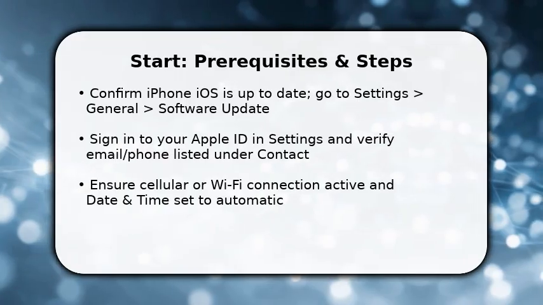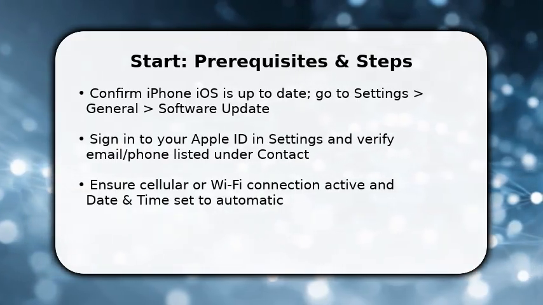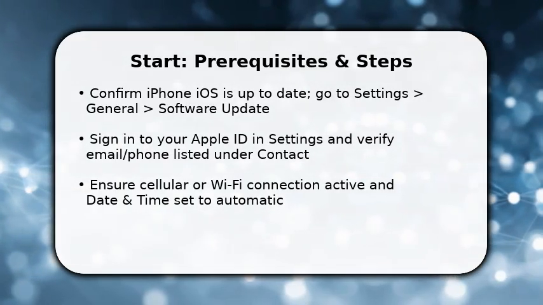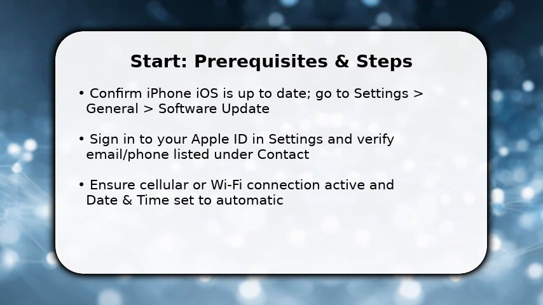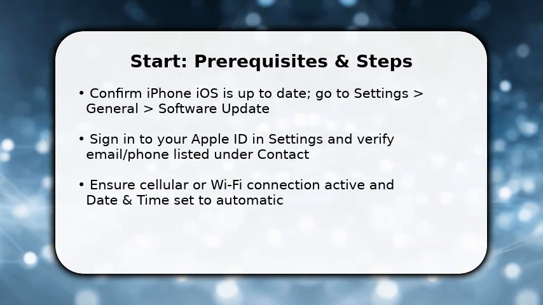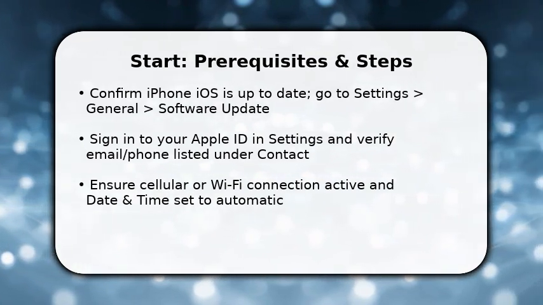If you have a carrier SIM, confirm cellular activation. Next, toggle airplane mode on then off to reset radios. Prepare to open FaceTime and follow the on-screen activation prompts once these prerequisites are verified.